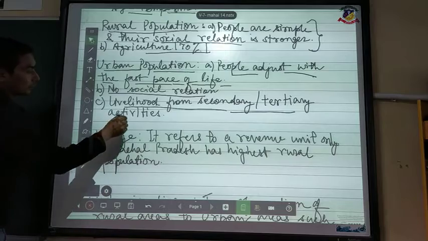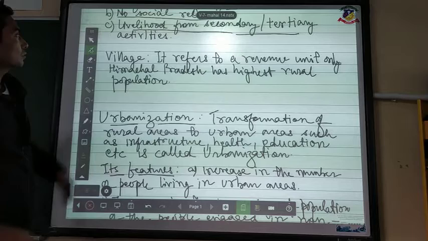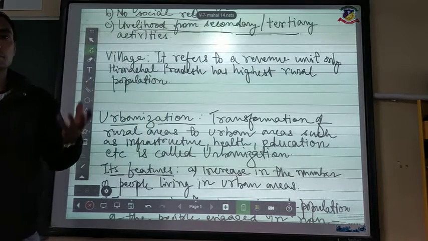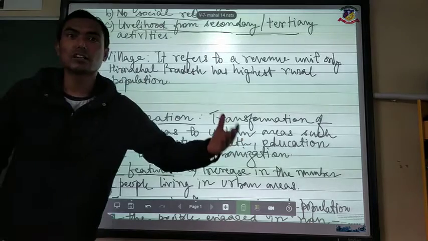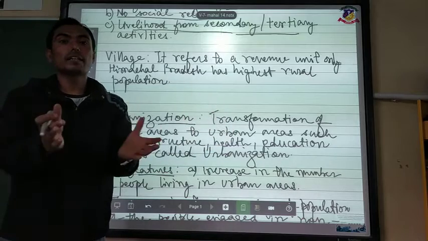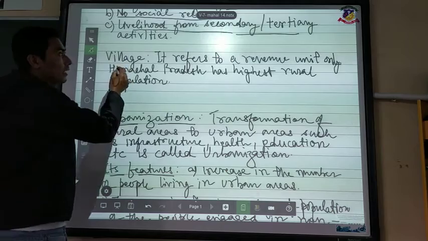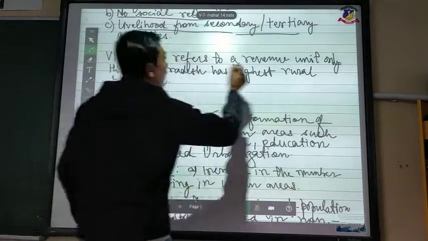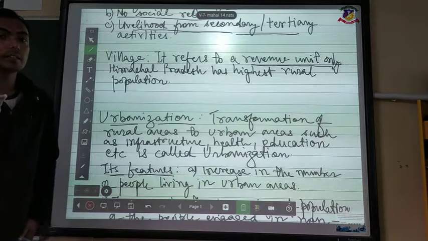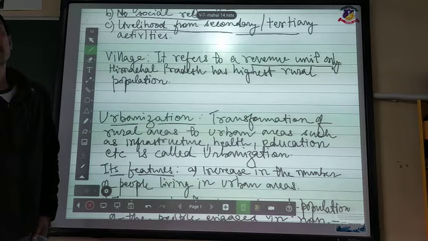Next point is the village. How will you define a village? Village means a small place, especially located far away from the cities or the towns, having less infrastructural facilities. In geography, a village is defined as just a revenue unit only. A village is just a place where the government earns revenue. Clear? It may be a tiny hamlet.